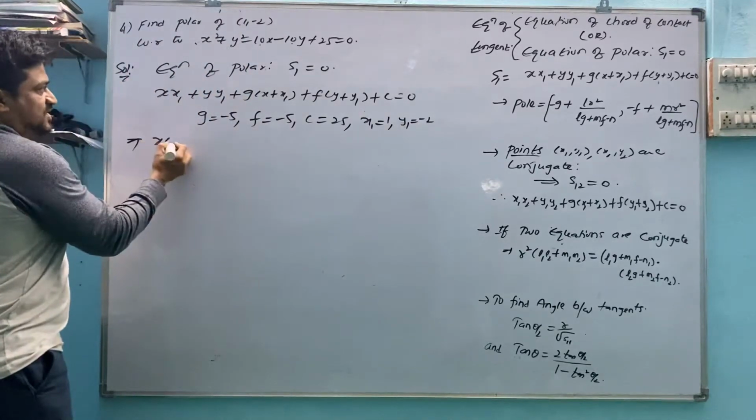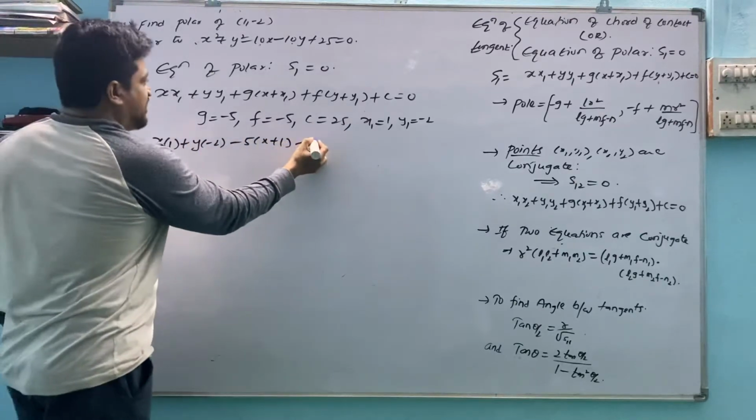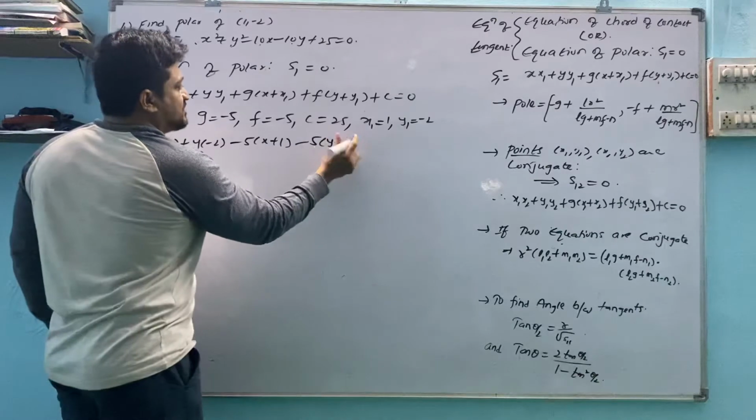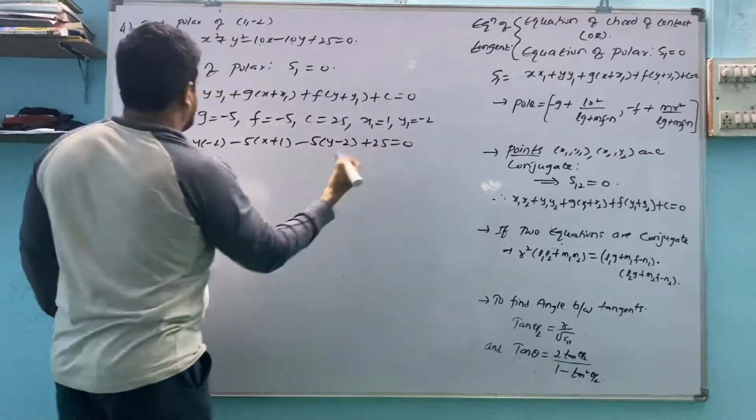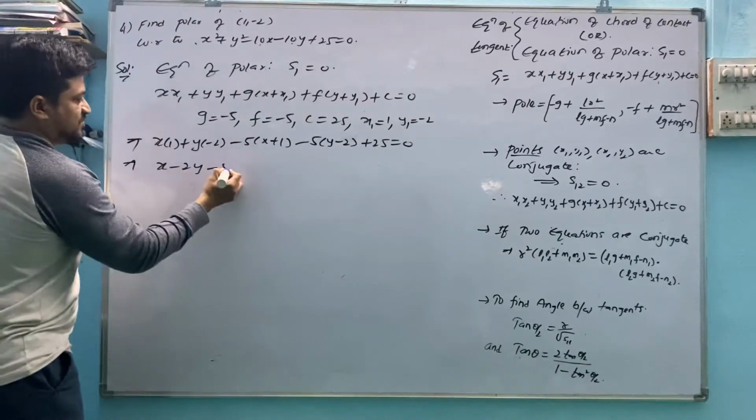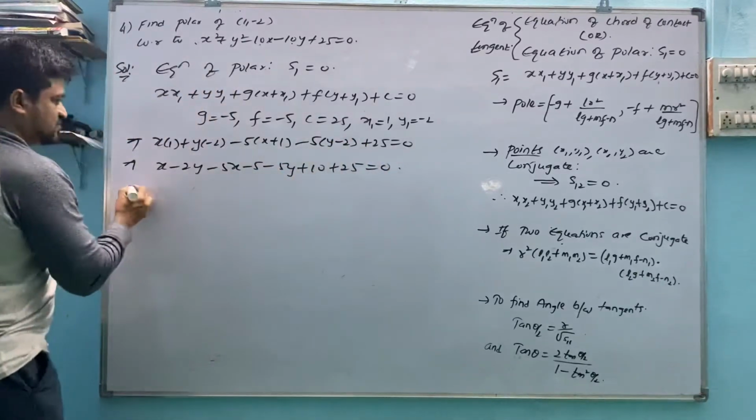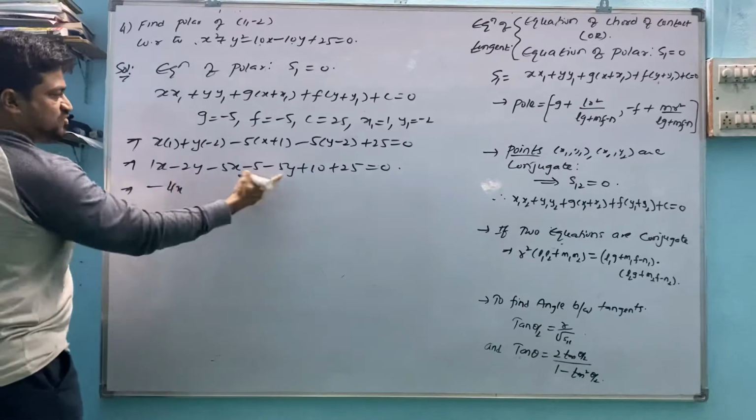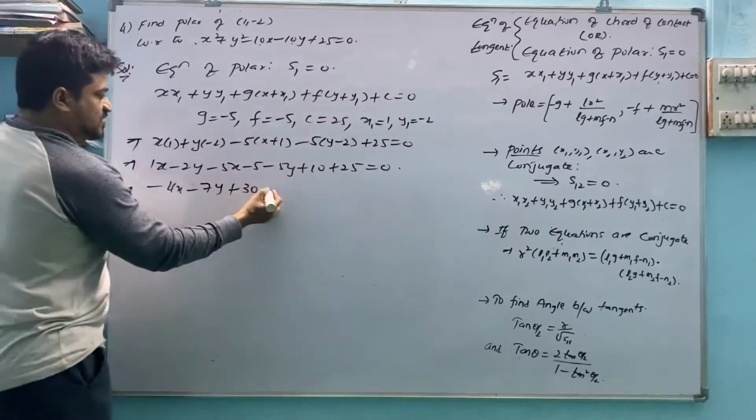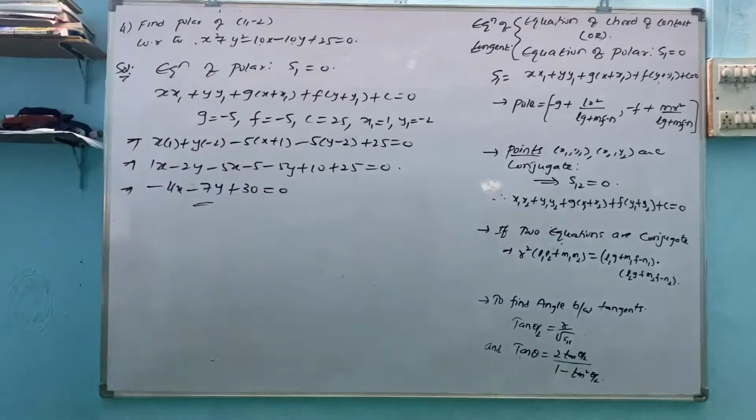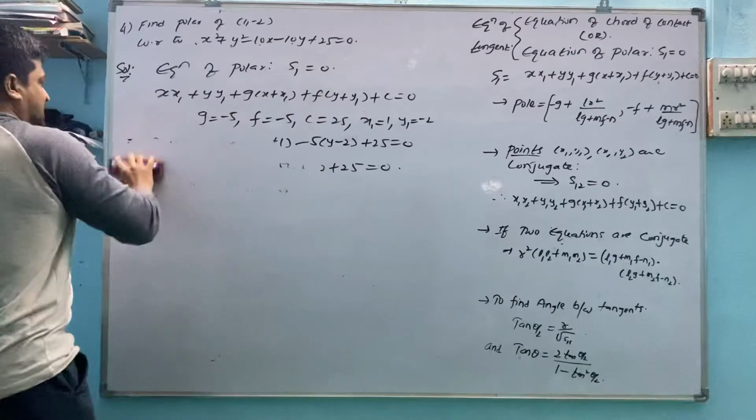Now we can substitute in this equation x x1 plus y into y1 plus g into x plus x1 plus f into y plus y1 plus c. x minus 2y minus 5x minus 5 minus 5y plus 10 plus 25 equal to 0. So this is x minus 5x minus 4x, minus 2y minus 5y minus 7y. Then we have minus 5 plus 10 plus 25, that is 30 equals to 0. You can multiply by minus sign also. So equation of polar, equation of chord of contact and equation of tangent all are one and the same.